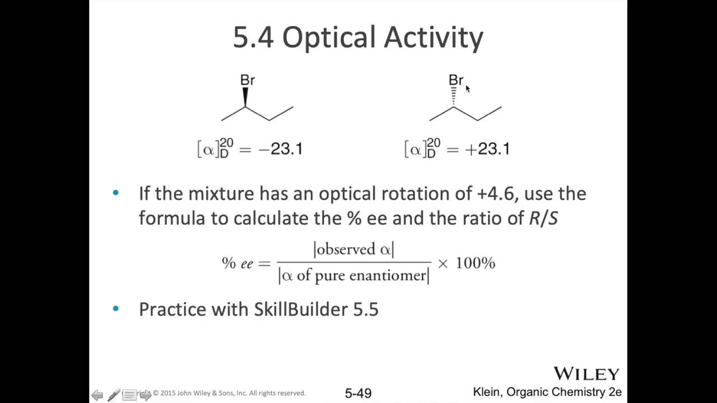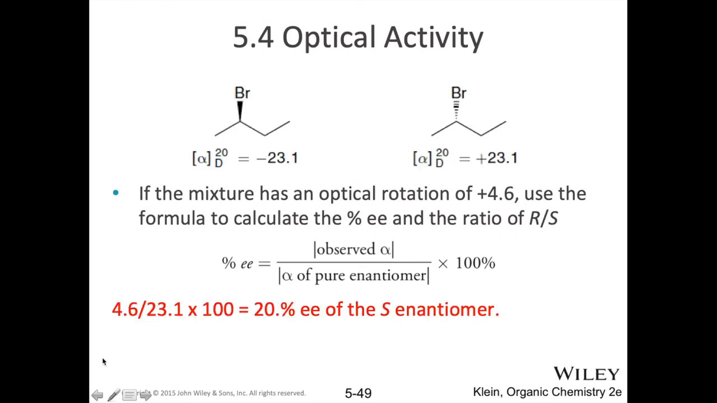So we have our observed alpha of 4.6, and our pure enantiomer alpha of positive 23.1. What is that percentage going to be? Well, 4.6 divided by 23.1 times 100 is 20%. So we have a 20% enantiomeric excess of this S enantiomer.